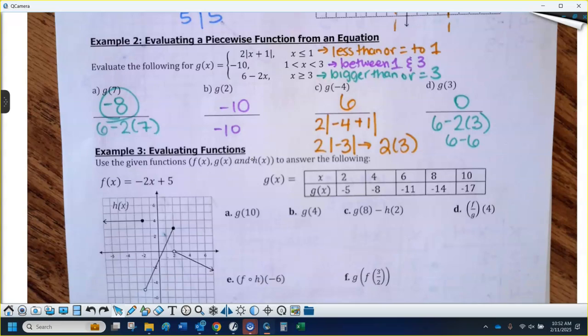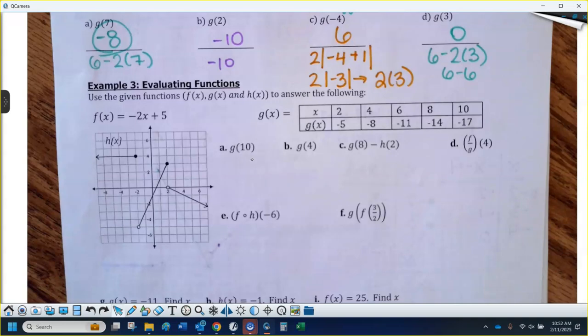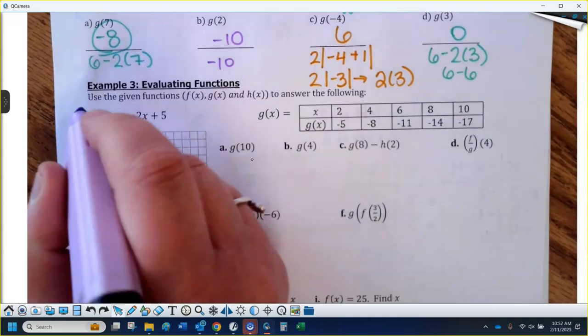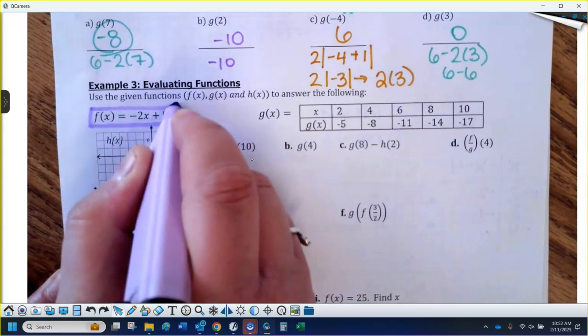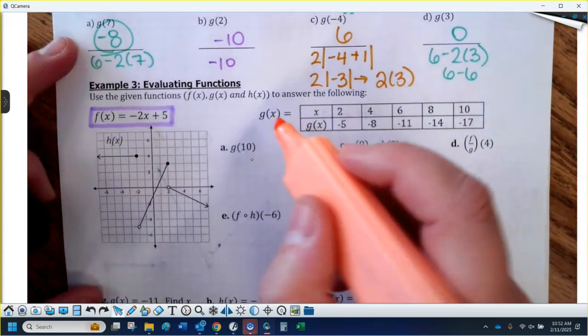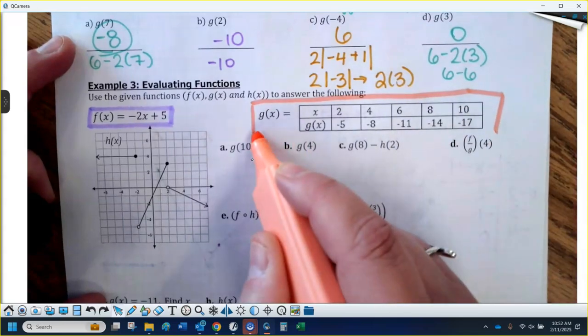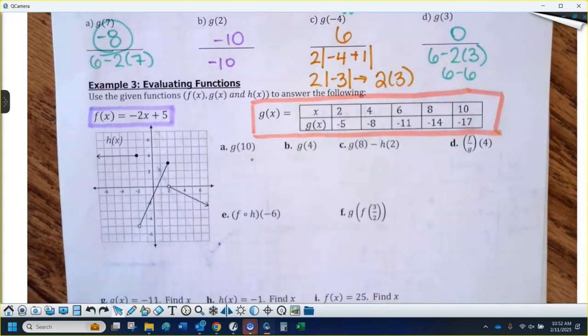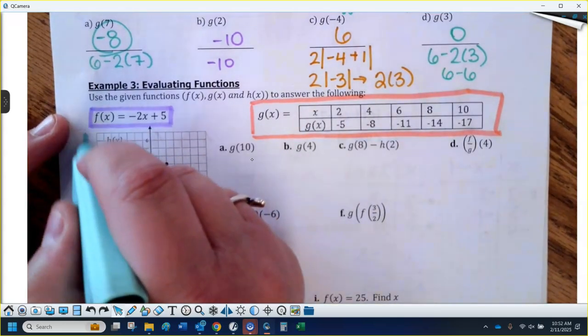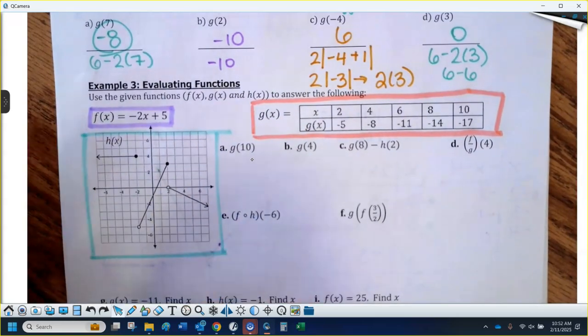Okay. Now, I have this weird combo problem. So there are 3 different things going on in this bottom example. I just have a straight up function rule. It just says f of x equals negative 2x plus 5. Just a little function rule. We have not done any with this yet, so I think this could be kind of tricky. I have a table. So g of x is represented by this table here. And then my third representation is a lovely piecewise graph. And this one says h of x.